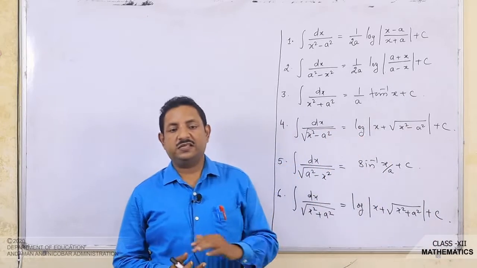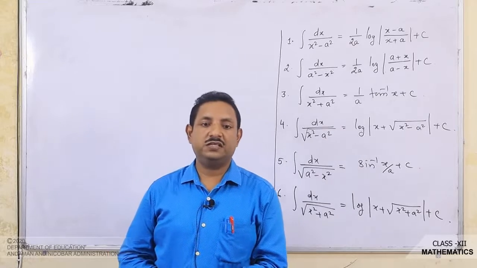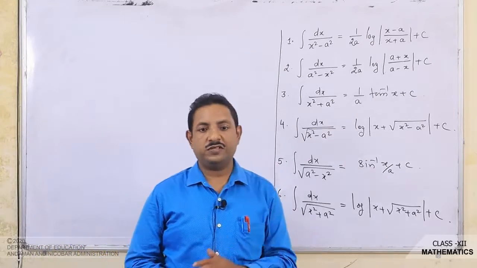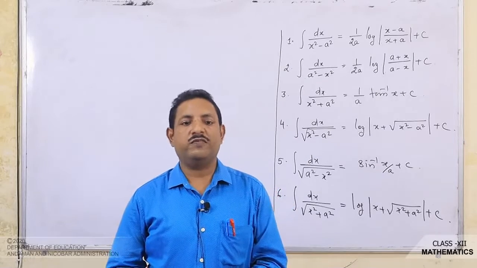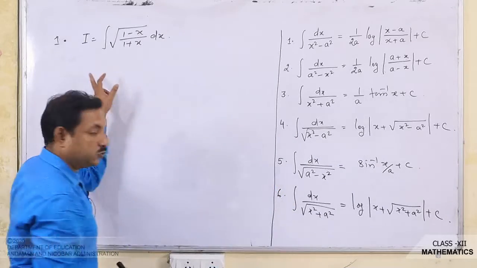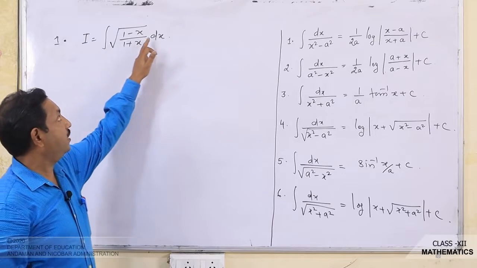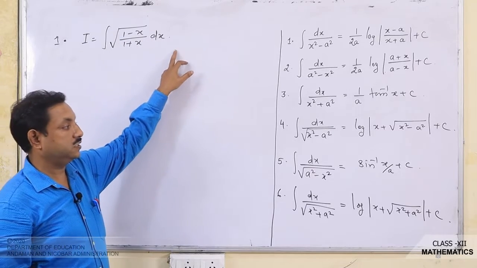So, these are the 6 standard forms that we have discussed in the last 2 classes. Today, by using these forms or formulas, we can solve some problems. So, now look at this problem. I equals integration of root under 1 minus x upon 1 plus x dx.